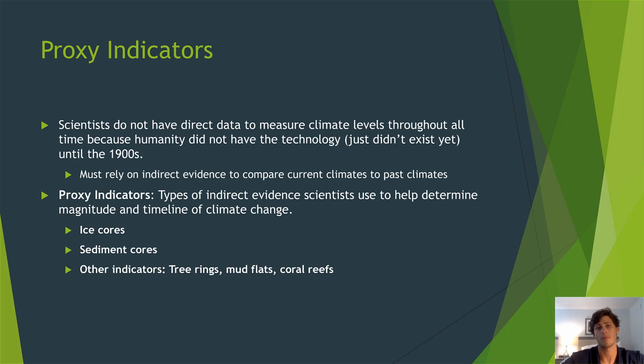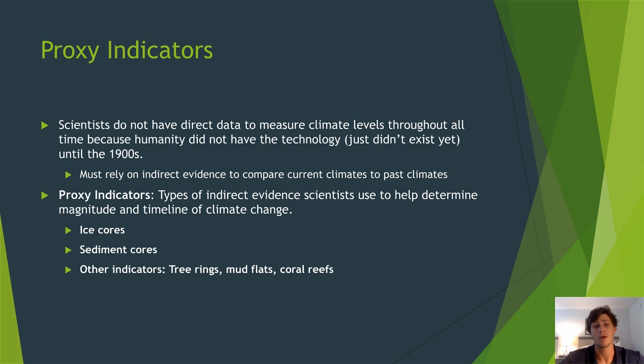So in order to look at how climate behaved and interacted with the solid environment in the ancient past, we look at something called proxy indicators. Basically, scientists don't have direct data to measure the climate levels throughout all of time because humans didn't exist or have that technology until around the 1900s. So instead, we had to rely on indirect evidence to compare the current climates to past or ancient climates. And we do that using something called proxy indicators.